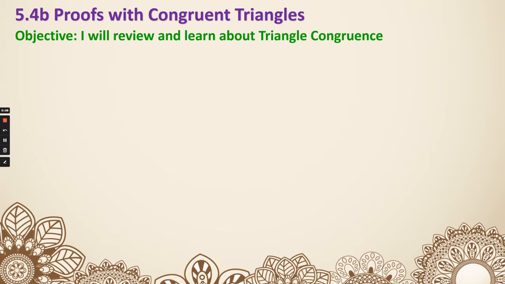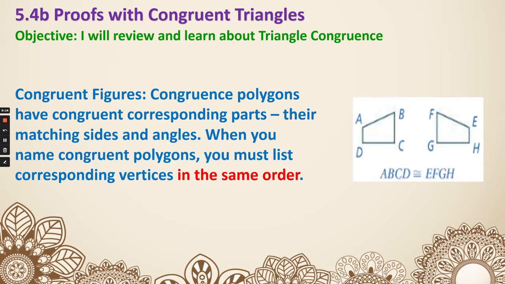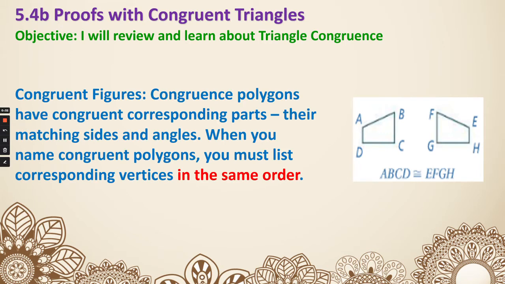So first, let's review what congruent figures are. Congruent polygons have congruent corresponding parts, which means they have matching sides and angles. When we name congruent polygons, we must list corresponding vertices in the same order. As you can see in the shapes on the right side, ABCD means they're corresponding with each other. So A corresponds with E, B with F, C with G, and D with H. So these shapes are actually corresponding with each other.